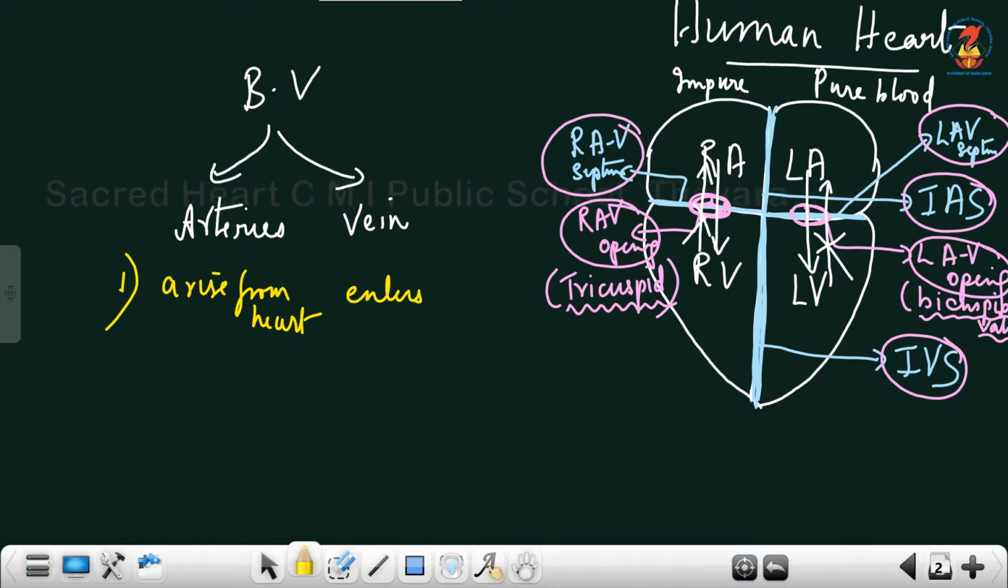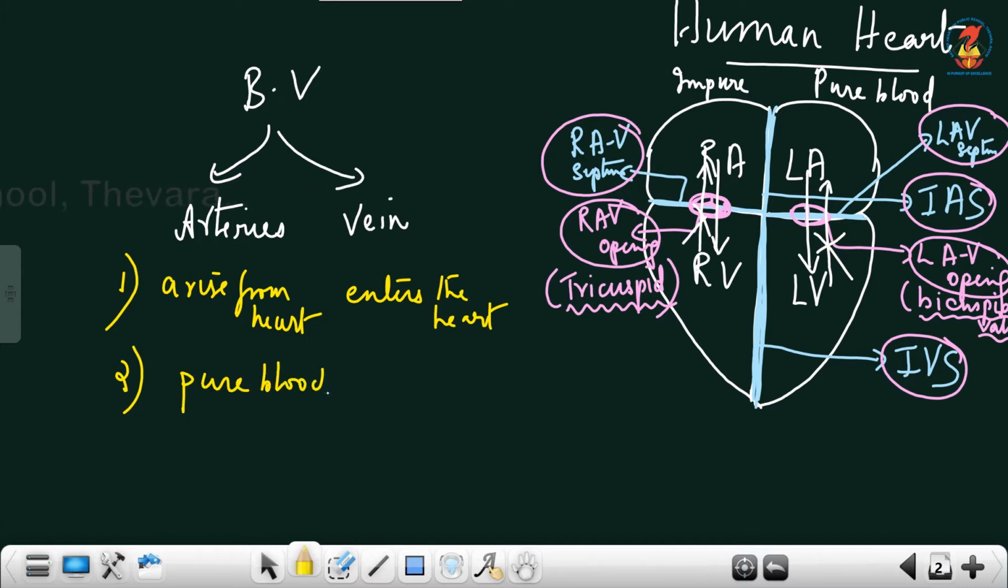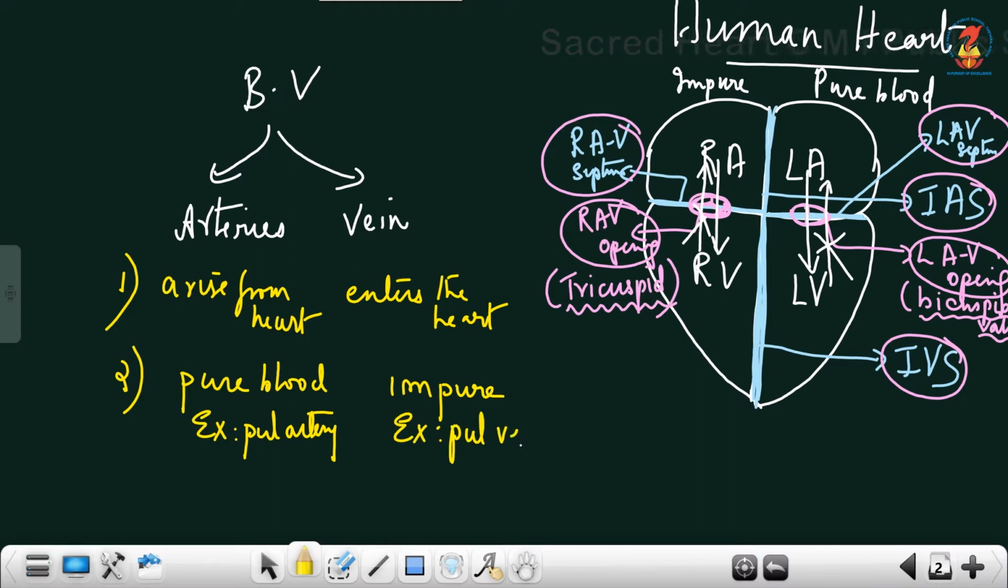Veins enter the heart. Arteries usually carry pure blood. Veins carry impure blood, but there is an exception to this. The exception is the pulmonary artery. It should carry pure blood, but it carries impure blood, and the exception on this side is the pulmonary vein. It should carry impure blood, but it carries pure blood. That's an exception.